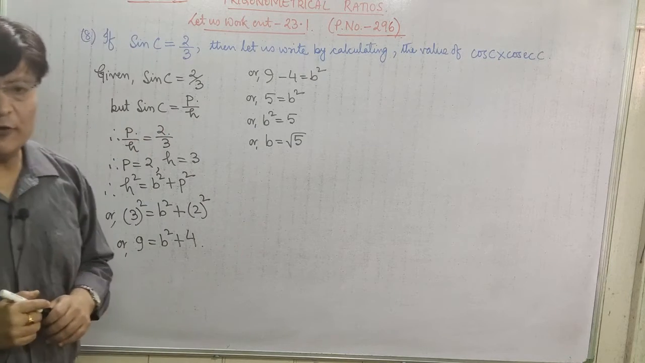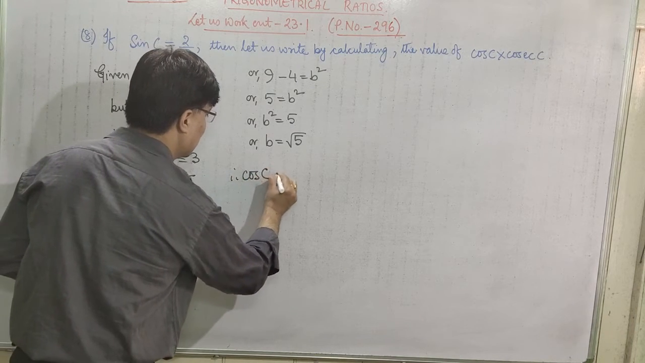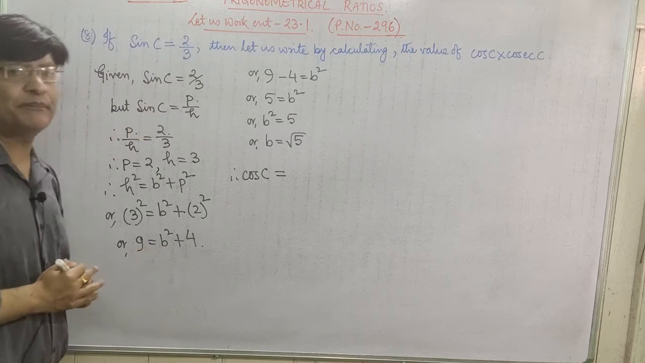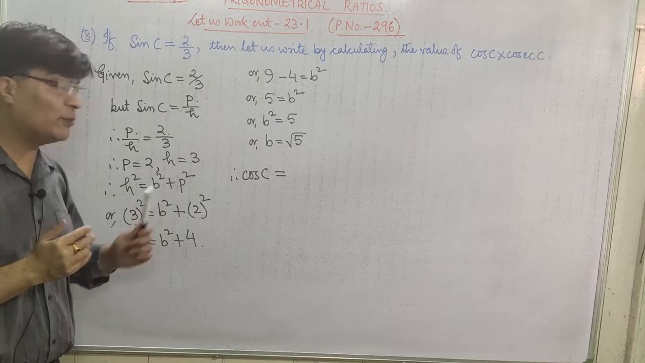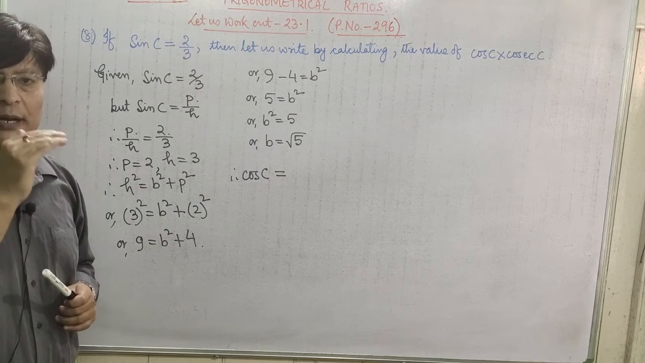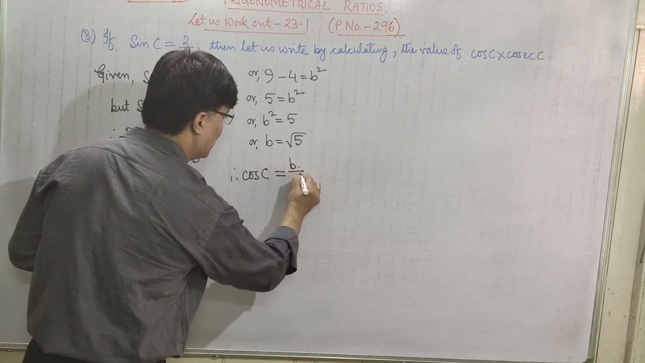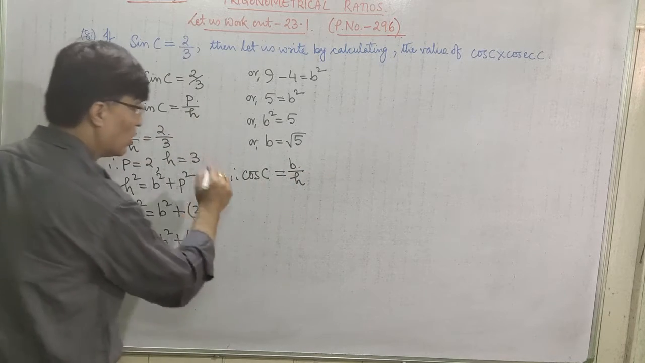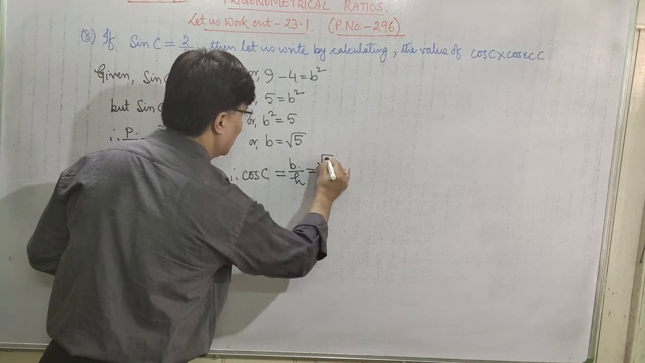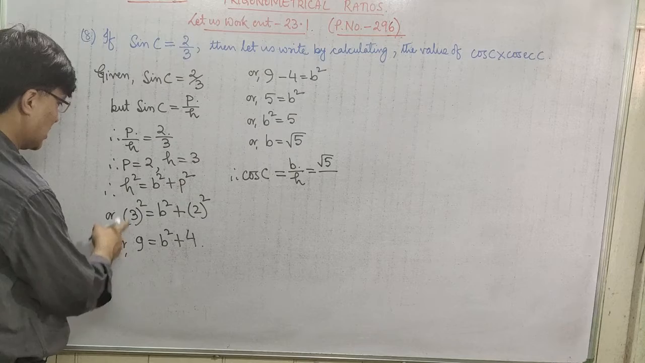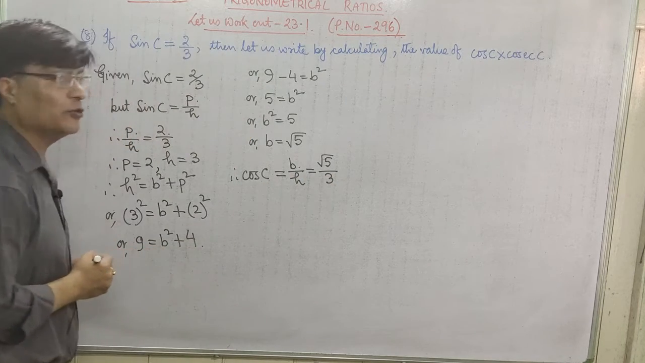Now let us get the value for cos C first. Cos of an angle, that is C, cos C is equal to, what is the formula? Cos C in terms of perpendicular, base, hypotenuse. Curly brown hair. Curly means C, cos C, brown hair, B upon H. So cos C is equal to B upon H. What is B here? B is root 5 divided by, what is H out here? H is equal to 3. So this is root 5 upon 3.